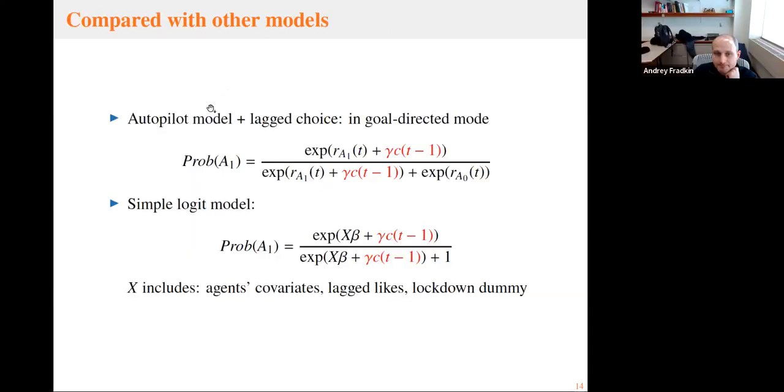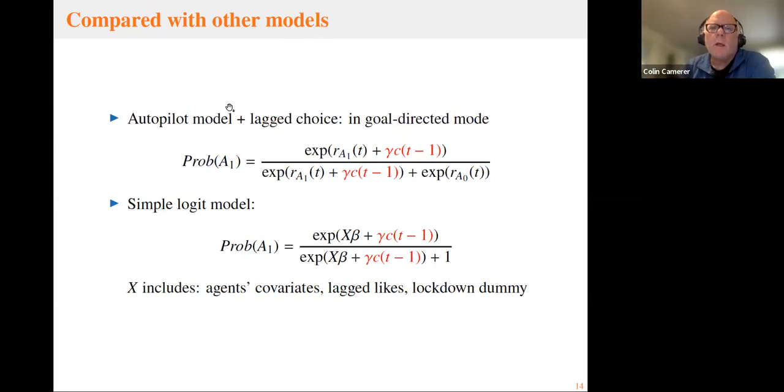Okay. All right. We're going to compare this plain autopilot model, which has a bunch of numbers I showed you, with two other benchmarks. One is that we're going to include lag choice. If you're in goal-directed mode, the probability of repeating action A1 is going to be increased by C_{t-1}, a dummy variable: did you do that last period, like yesterday, with a weight gamma? So gamma gives us the strength of the additional predictive power of lag choice. And then there's a logit model that just has characteristics and lag choice as well.